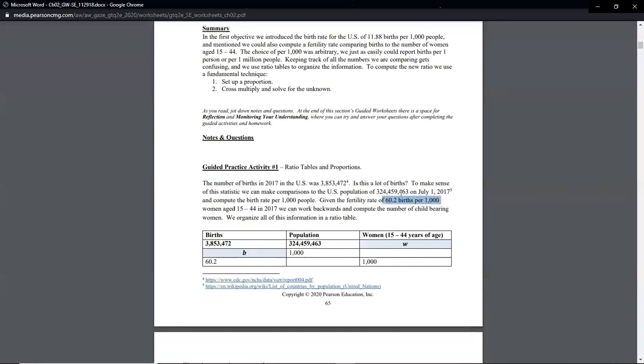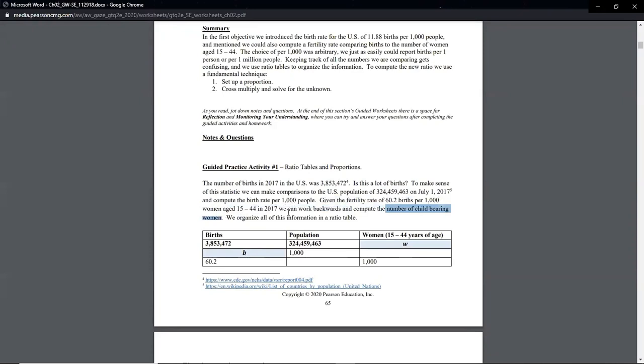Rates are ratios. We'll be studying them more explicitly in later sections. But what we can do is work backwards and actually compute the number of childbearing women, just given this information and the fact that all these things are proportional values. So what they do initially is they organize everything in a table.